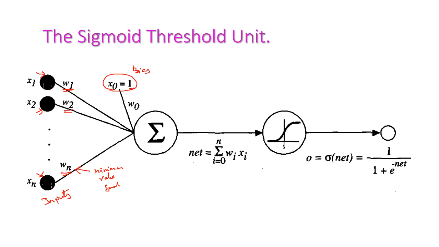All these values will be given to the summer unit. The output of the summer unit is net, which is the summation of i equal to 1 to n, wi into xi. And this net is given to the sigmoid unit, which is otherwise called the threshold unit. The output of the threshold unit is sigma of net, which is equal to 1 by 1 plus e power minus net, which is called sigmoid. That is, sigma of y is equal to 1 by 1 plus e power minus y.